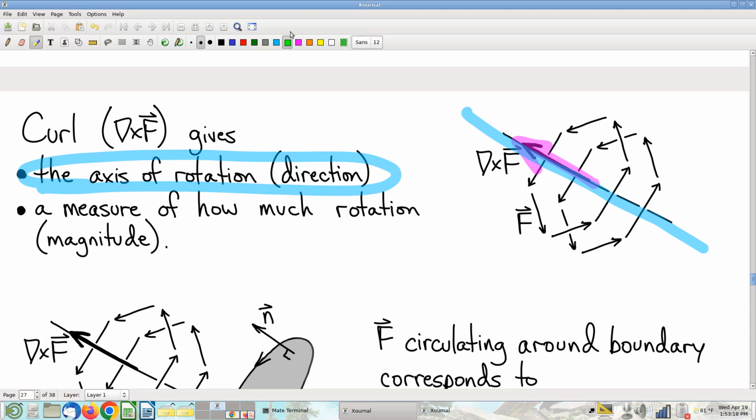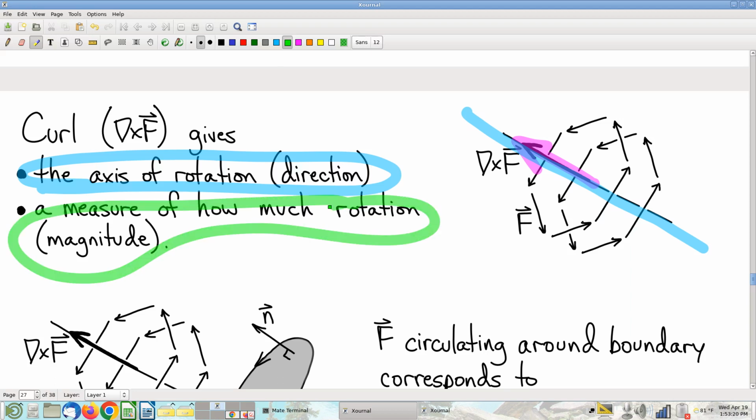And the magnitude gives you a measure of kind of, in some sense, how strong of a twister, how strong of a tornado, how strong of a whirlpool, how much of a rotation is really happening.